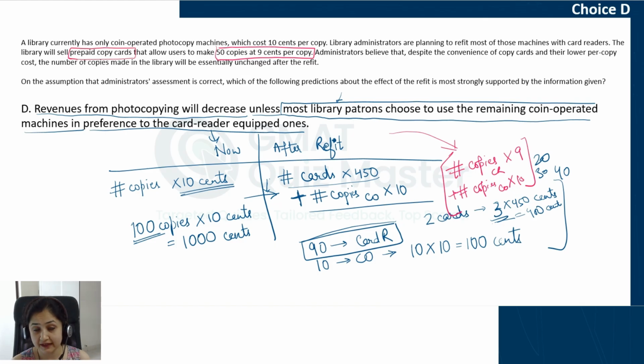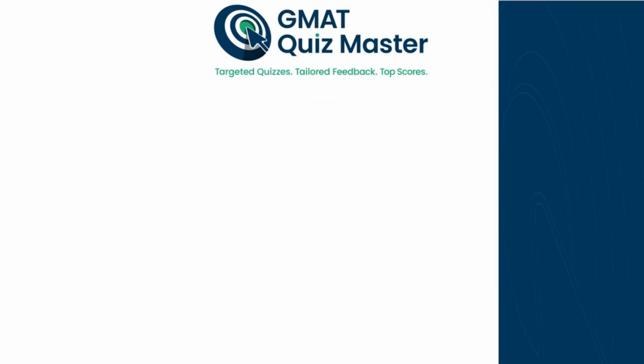I hope it is clear why choice D is incorrect, and you understand why you selected this, why you fell in this trap of choice D. So please update your bridge table accordingly, and let's move to the correct answer choice, which is choice E.